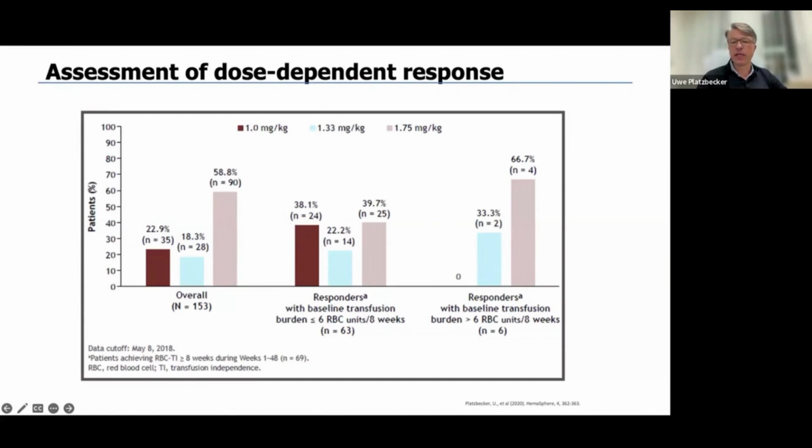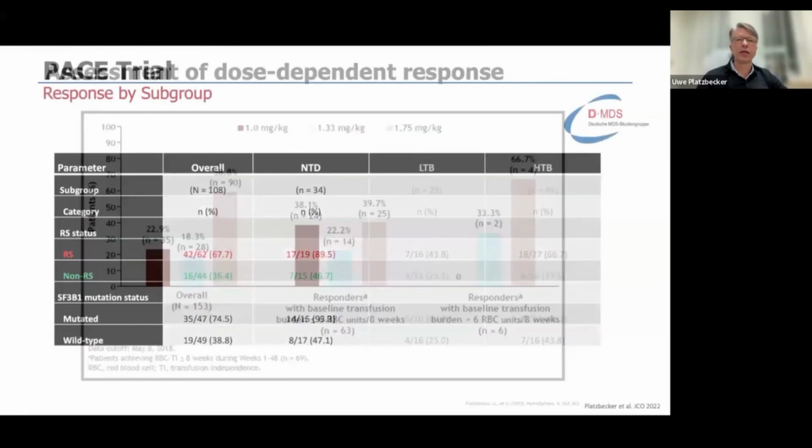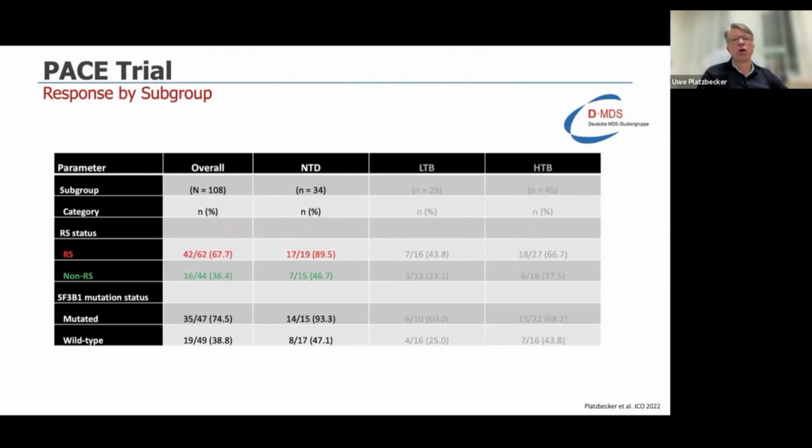This is again taken from the MEDALIST trial, where it could be shown that especially these high transfusion burden patients required dose escalation in order to achieve a significant response. With a longer follow-up of the PACE trial, you now see that compared to the initial report, more than 100 patients were included. Also patients with low transfusion burden or even non-transfusion dependent patients were included. And you see that the response rate here is 90% compared to almost 50% in the non-RS patients.